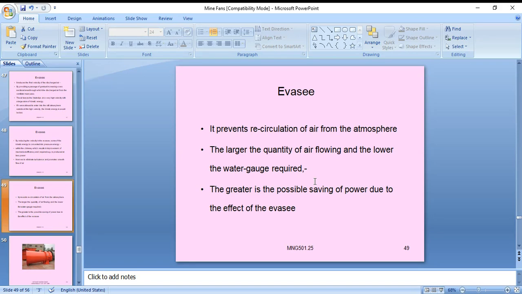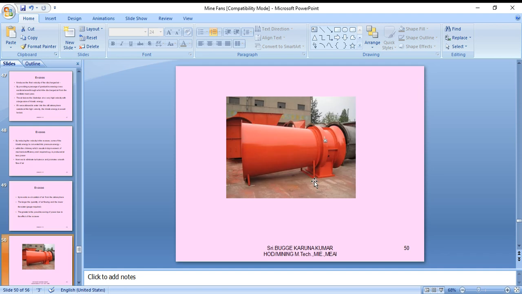To prevent recirculation of air from the atmosphere, the larger the quantity of airflow, the lower the water gauge required. So that is important: quantity more and pressure less. The greater the quantity, the greater is the possible saving of power due to the effect of the FRC. This is the advantage of FRC. So this is one model of FRC shown here.